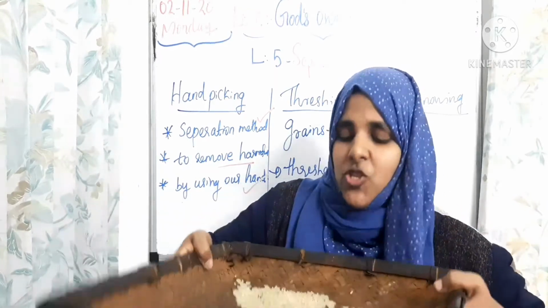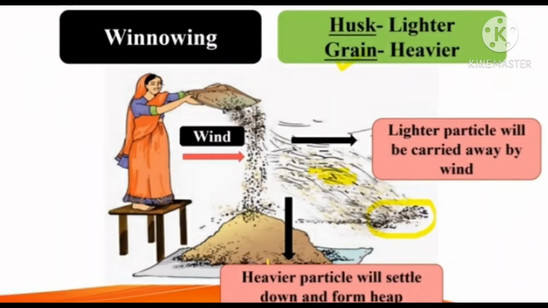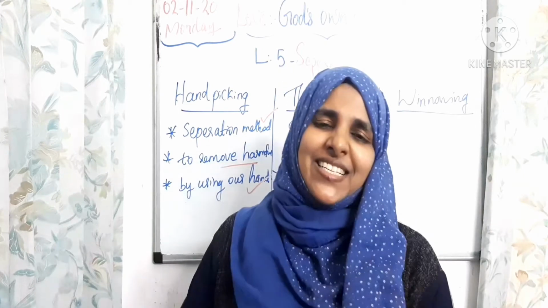So we can check one picture. Here you can see a woman standing on a raised platform. Right. Suppose wind is blowing in this direction. What will happen? She is standing on a raised platform and holding a container in a tilted position. Right. And she is allowing the grain to fall down. Now what will happen, children? Lighter particles like husk are carried away by the wind and heavier particles like grains settle down and form a heap. Right. Like this process, husk and grains are separated.